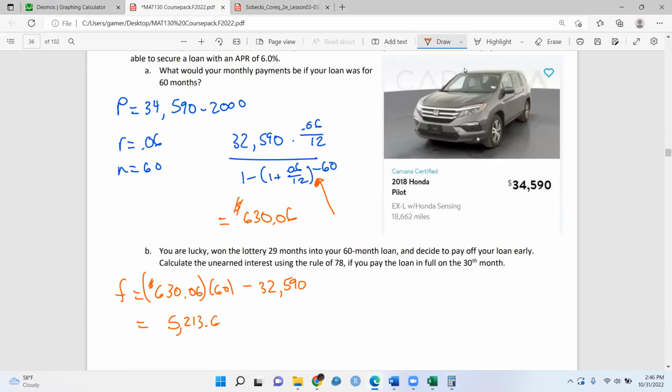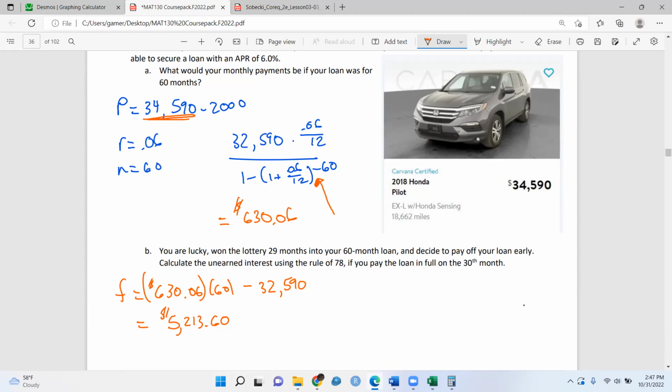I did 630.06 times 60 plus 2,000 and then minus the amount. Yeah, that's totally fine. That's what the textbook does. They do that plus 2,000 minus this number, and it's the same thing. So that's the finance charge.